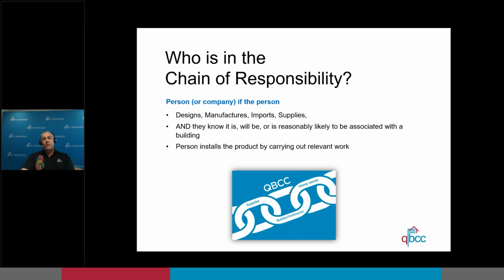Person who installs the building product. So that's the person who actually physically does the work, the chippy hanging the door, the painter painting the walls, or the like.